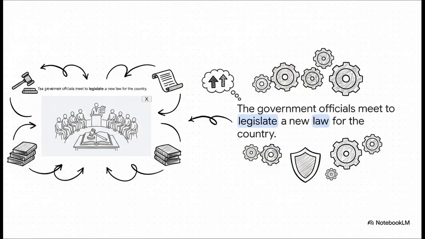All right, with all this change and disruption happening, things can get chaotic. So society needs rules to keep everything in order. And that's where the verb legislate comes in. To legislate is simply to make laws. It's what governments and officials do to manage all this progress. And the result of legislating? Well, that's the law itself, which we call legislation.